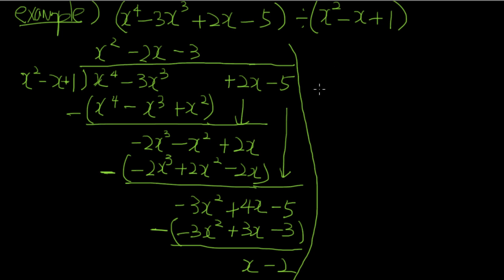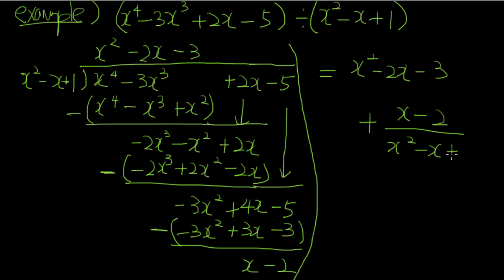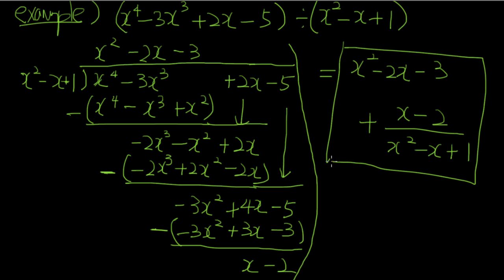So how do we write the answer? Well, our answer should be the quotient part, which is x squared minus 2x minus 3, plus this remainder, x minus 2, yet to be divided by our divisor, x squared minus x plus 1. So that should be our final answer for this question.